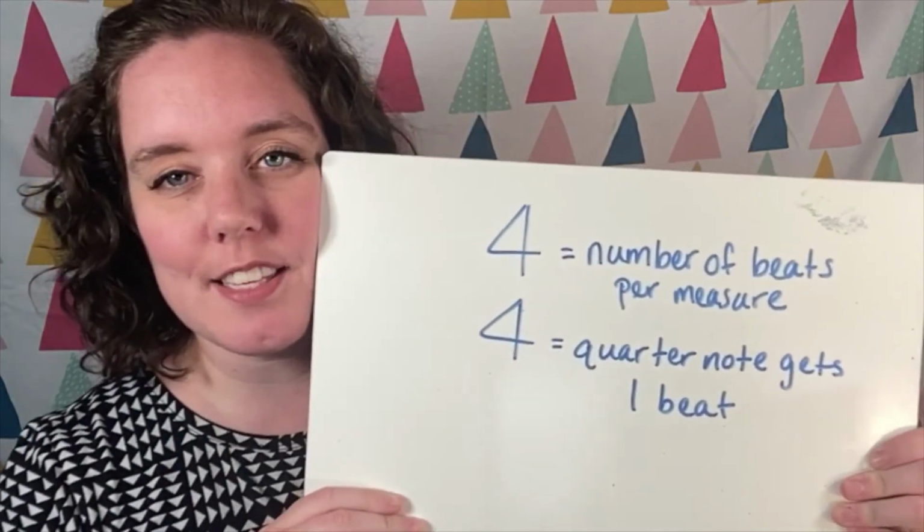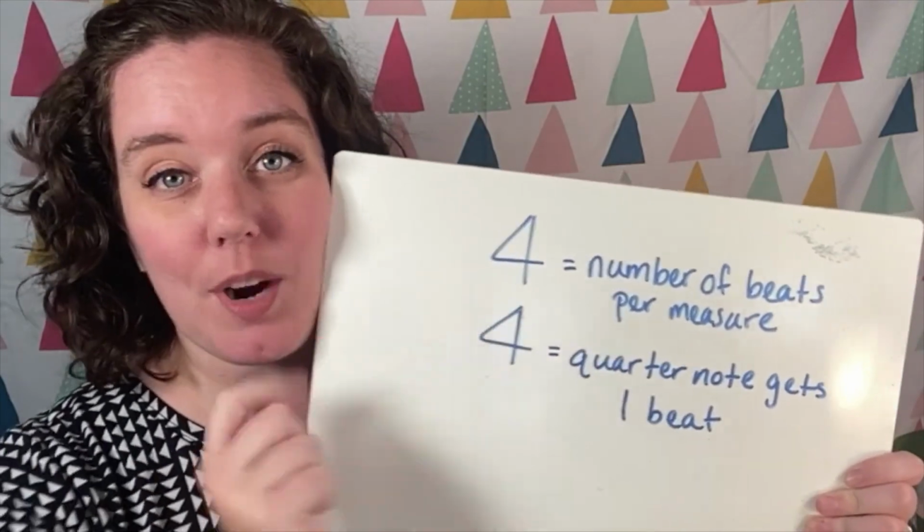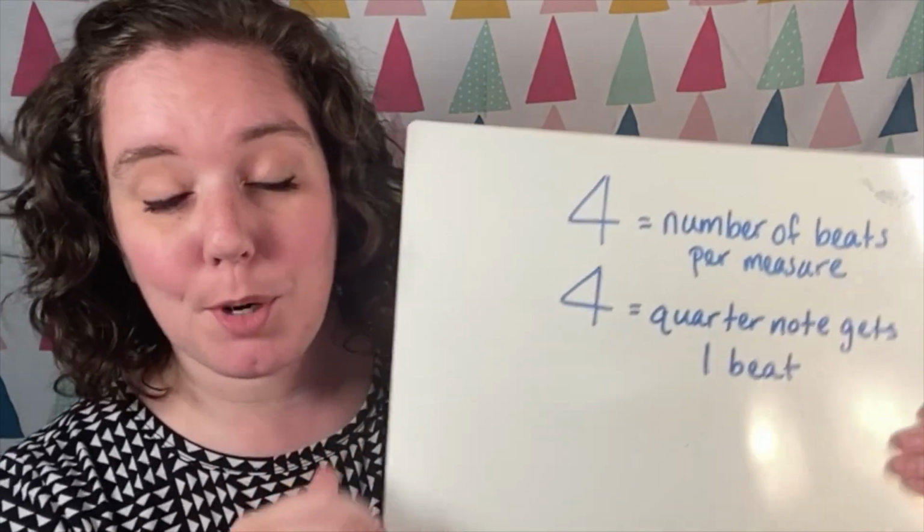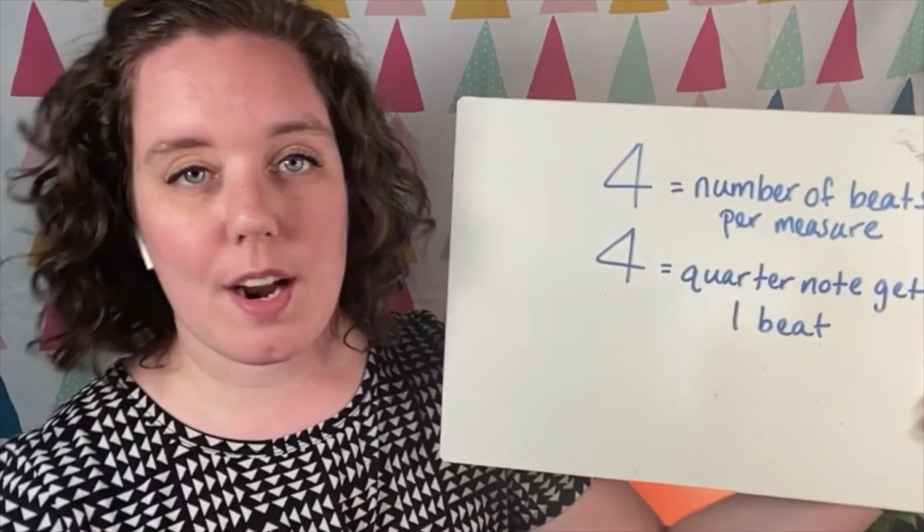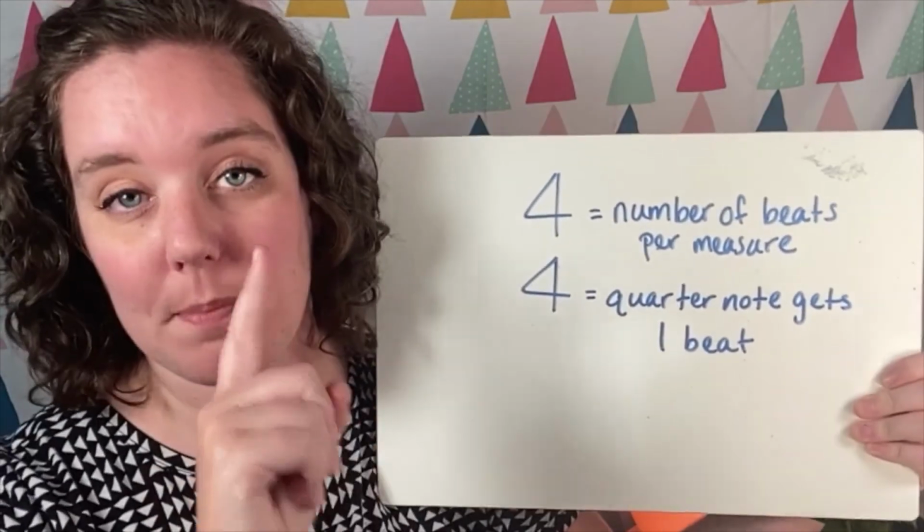Okay, now we're going to talk a little bit about meter signatures. A lot of people call them time signatures, but that term has sort of evolved over the last few years, and we now refer to it as meter signatures. Our most common meter signature is 4/4. 4/4 looks like this on the staff. The top 4 is the number of beats that you're going to have per measure. The bottom 4 means that the quarter note is going to get 1 beat.